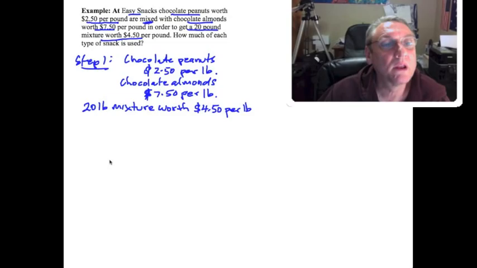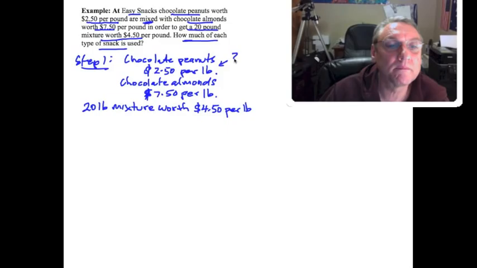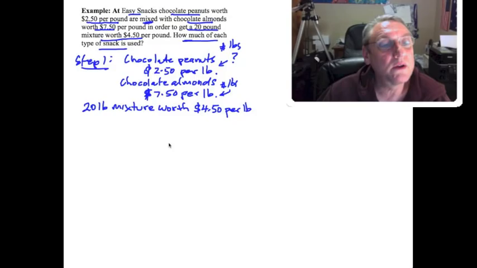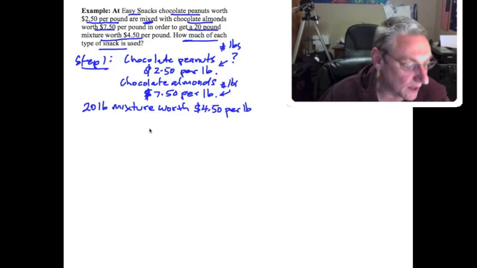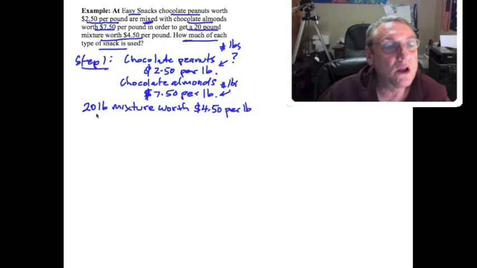Now notice this here. We're breaking down all the information that we have here. Next, how much of each type of snack is used? So we need the number of pounds of this one, and we need the number of pounds of this one. So there we have broken down the words, and we now have a situation that we can have some sort of idea about. Now, a couple other things that we can work out from here before we set up our variables is, notice that we have 20 pounds at $4.50 per pound.